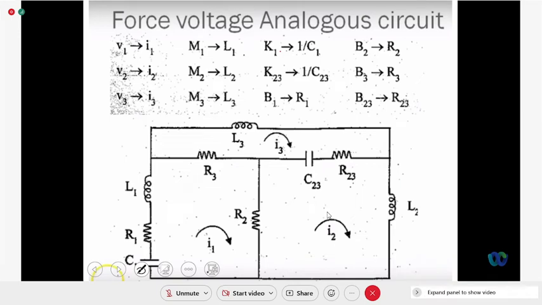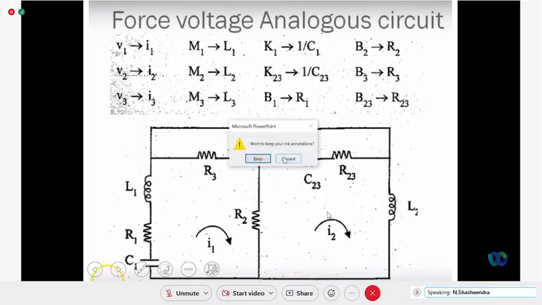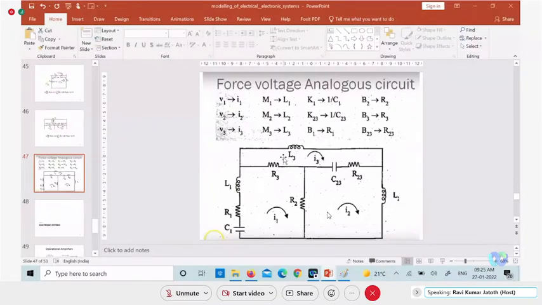All right. Yes, sir. So all of you can do it, no? Yes, sir. All right. So this is what analogous. And similarly, you can do it force current also, no? Yes, sir. Practice and then be ready for the next classes.